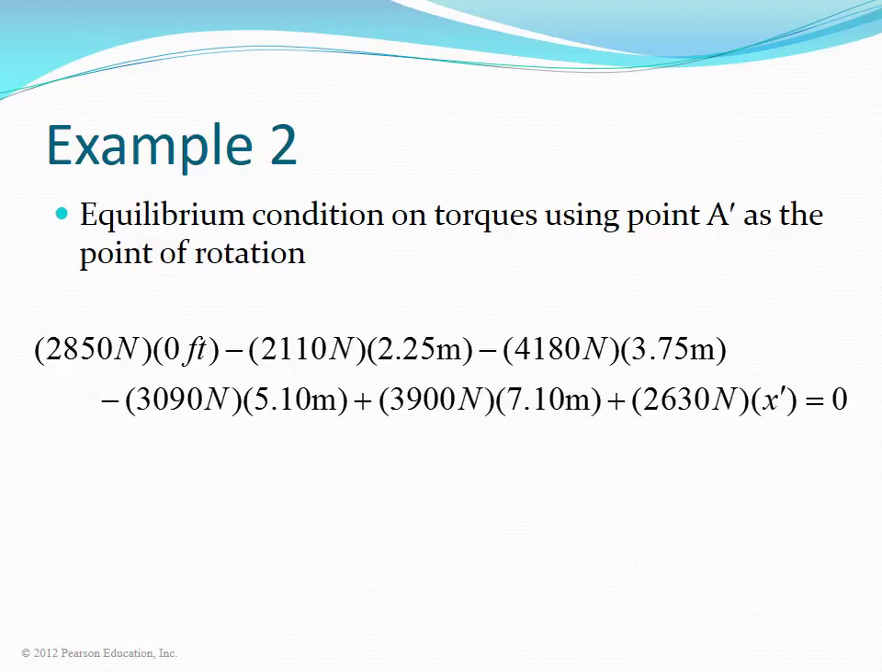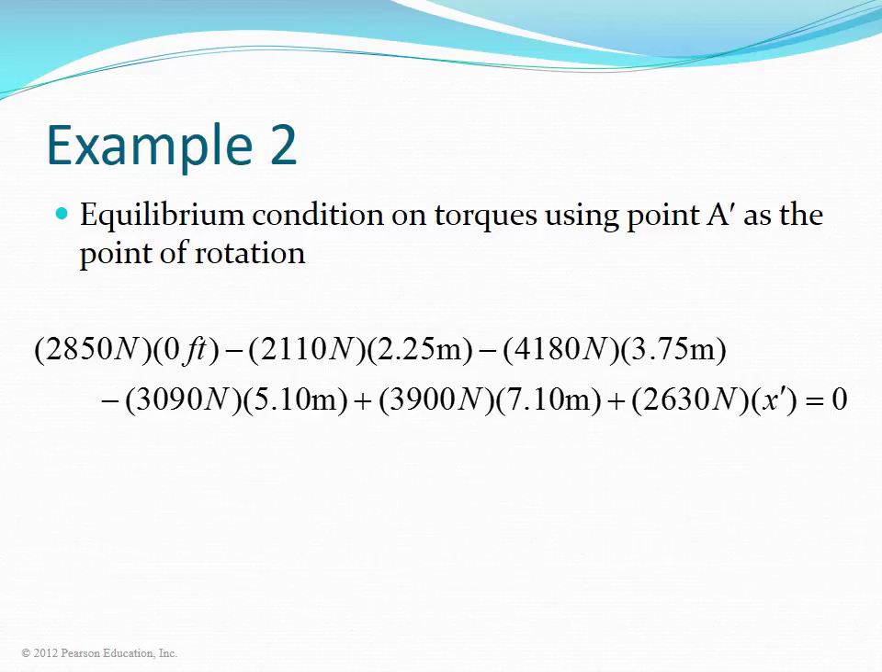Looking at the diagram, F1 provides no torque about A prime. F2 provides a clockwise torque about A prime and is negative. F3 provides a negative torque. F4 provides a negative torque. F5 provides a positive torque and points up.